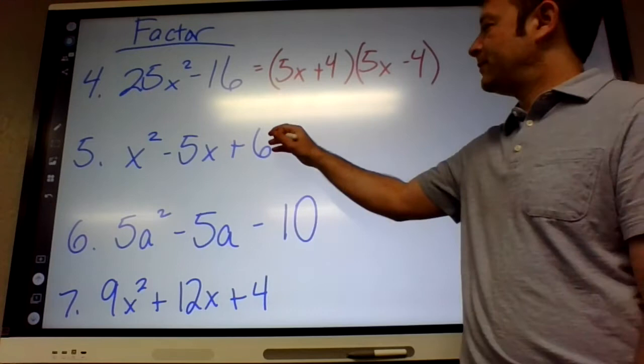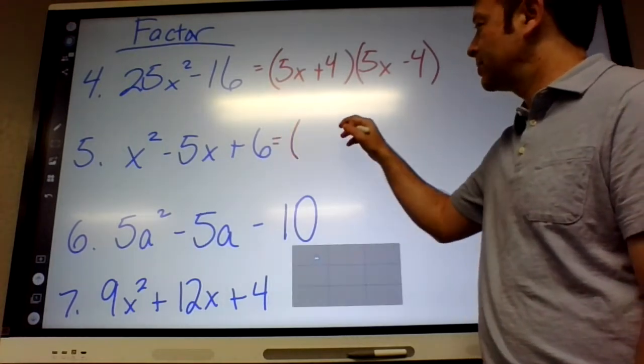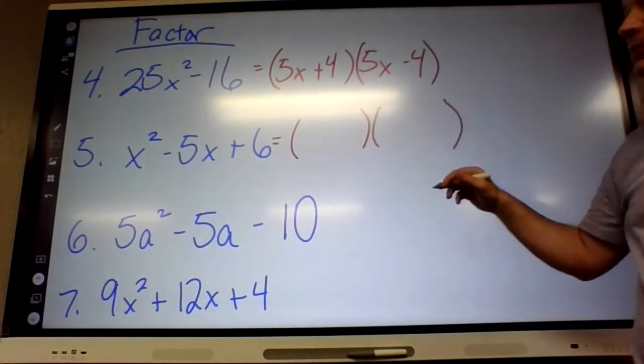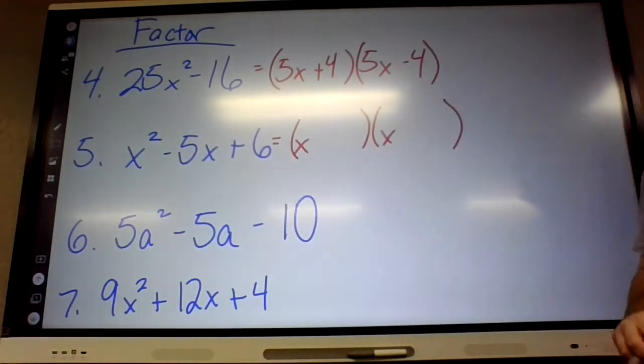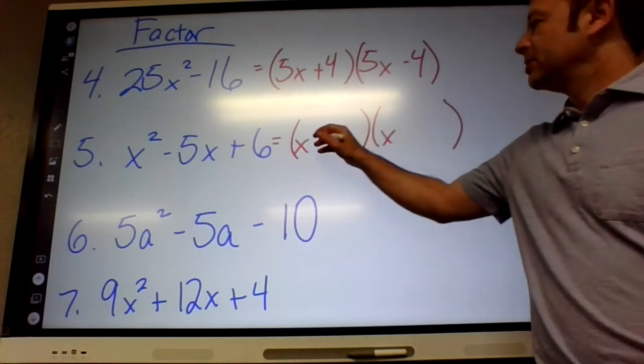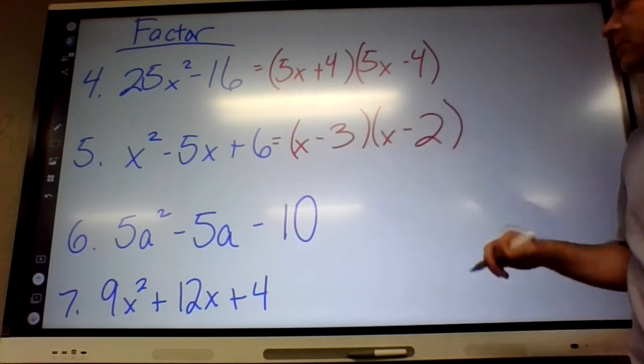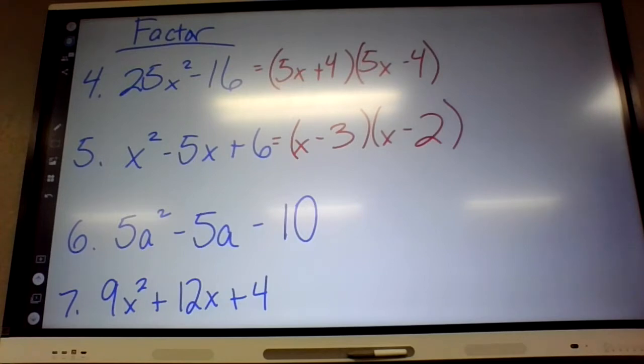How about 5? The 5 is kind of the standard one, right? It's 3-term factoring. What goes into x squared? What goes into 6 that also adds up to negative 5? 3 and 2. And to get them to add up to negative 5, they both need to be negative. So x minus 3, x minus 2.